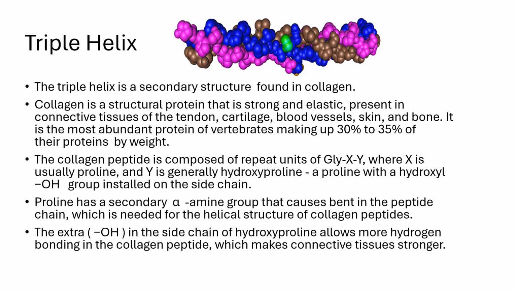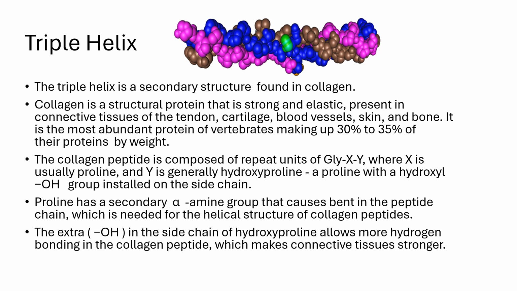Hydroxyproline is proline with a hydroxy OH group installed on the side chain. Proline has a secondary alpha amine group that causes a bend in the peptide chain, which is needed for the helical structure of collagen peptides, right? So we learned in the amino acid lecture that proline is kinky, which has a kick. The reason why we said that is because it gives a bend in a peptide chain.